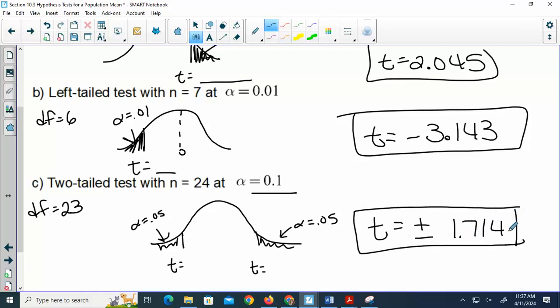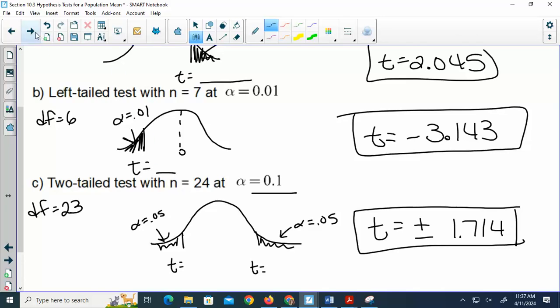So to find these, we have to be able to find our t values first of all. Is everyone okay with getting the t value for the left, right, or two-tailed? So remember, the table gives us the right, and if you want the left, you just make it a negative.